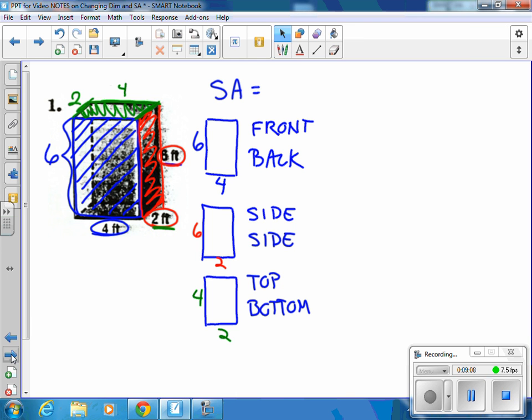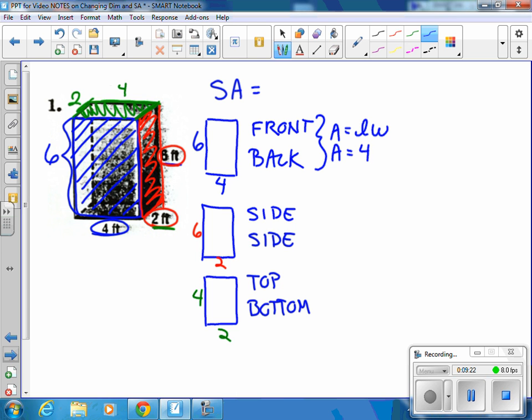Now, I showed you some different ways because we've done so much with just area of a rectangle or a square. We know that it's length times width, but let's go ahead and write it one more time. Area equals length times width. That means the area equals 4 times 6. So area is equal to 24.